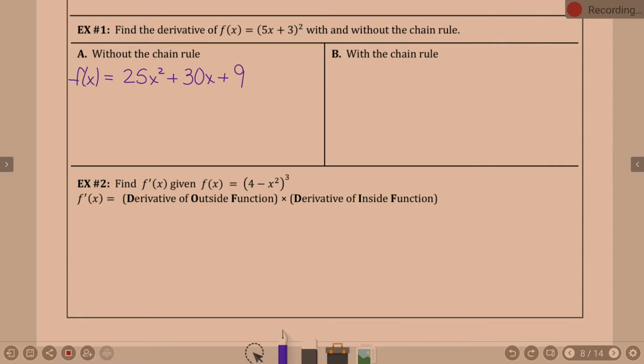Sorry, I had to pause. My brain said 60x. No, it's 15 plus 15. So 25x squared on the first. Insides and outsides are both 15x, so 30x plus 9.